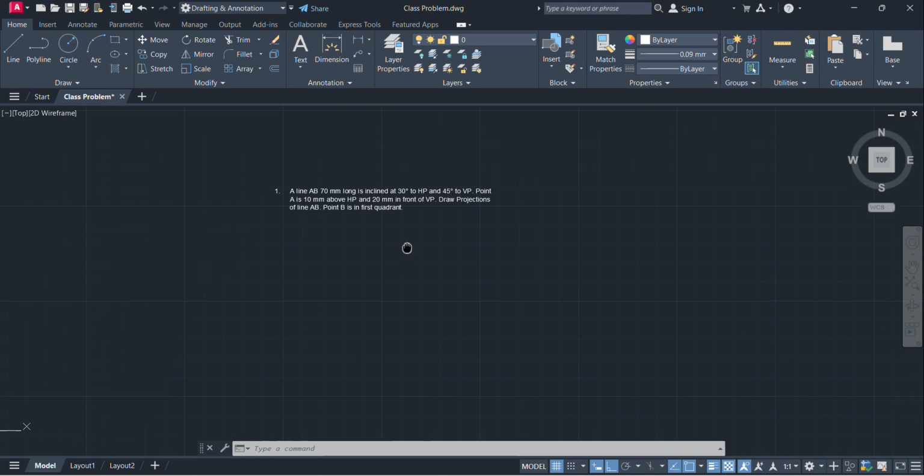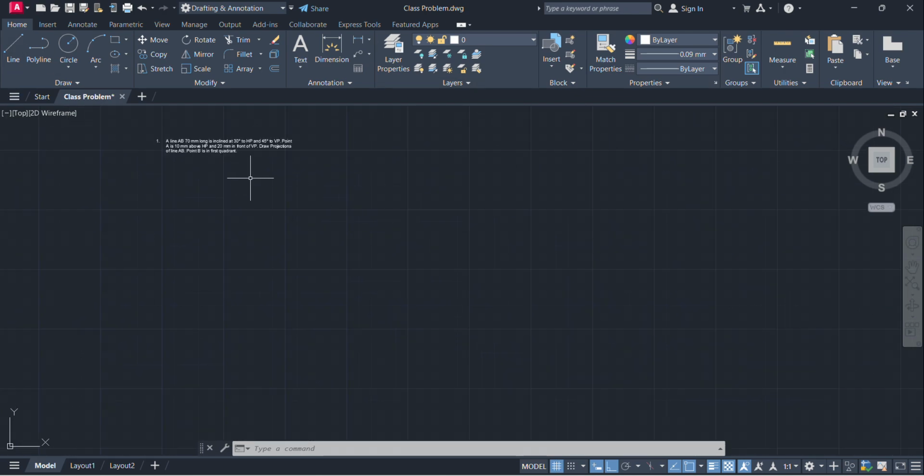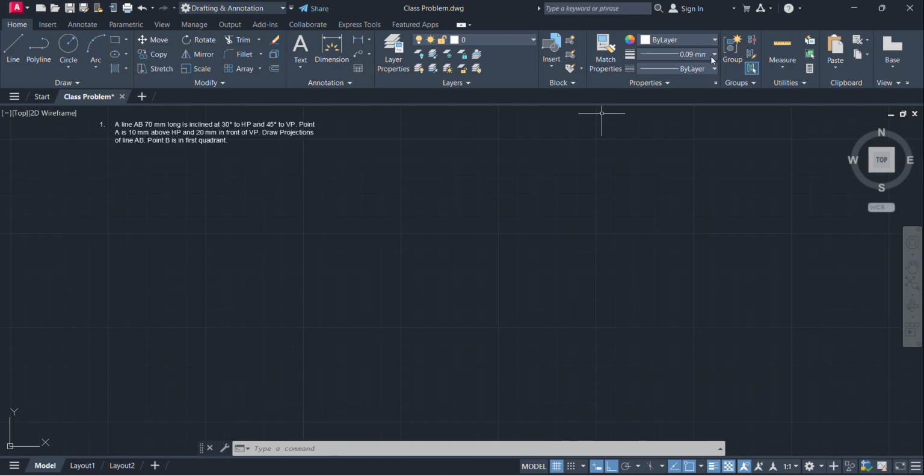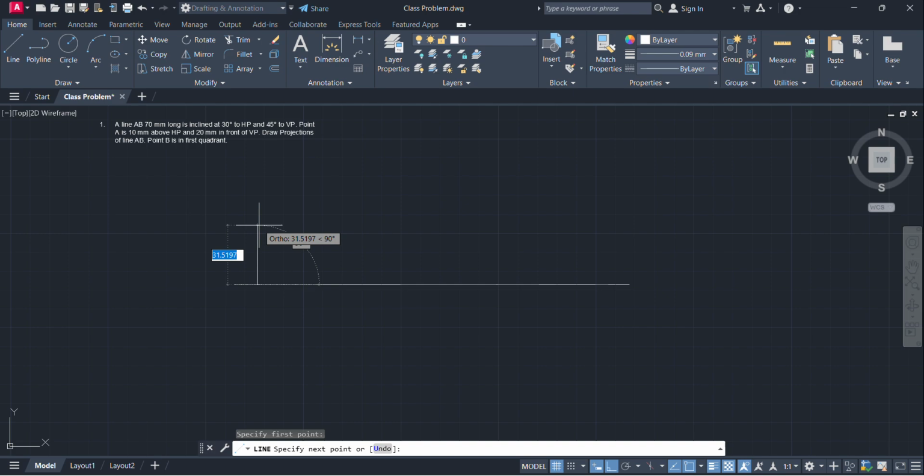So in order to start with this problem, initially, I will take the line thickness as 0.09 mm. Then I will start with drawing the XY line, which will be my reference line. On this reference line, I will select the point location where point A will be lying. So let's say this is the point. So from here, I will draw the vertical line to show the point A 10 mm above HP, and same way I will draw its top view, which is 20 mm in front of VP.